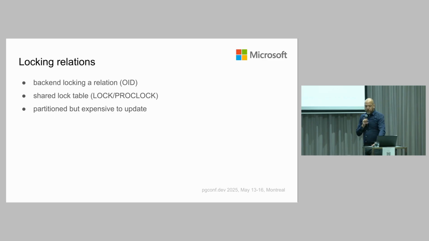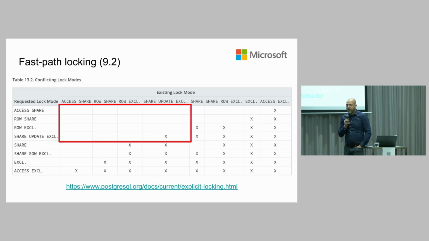And for this reason, Postgres 9.2 came up with fast path locking. Because for a lot of locks, we do not care what the other backends are doing as long as they are also acquiring shared locks, right? If you look into the lock modes table in the Postgres documentation, you will see something like this. And there is a huge chunk of the table where the locks do not actually conflict with each other, right? So if I'm obtaining a row share lock, I don't care about any other backends obtaining other share locks.